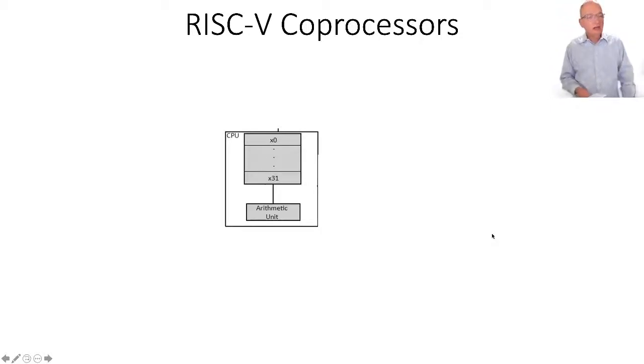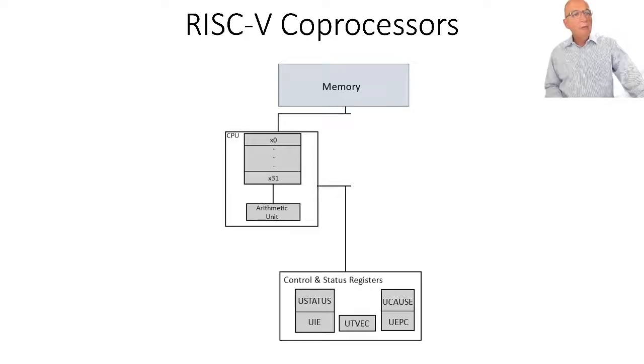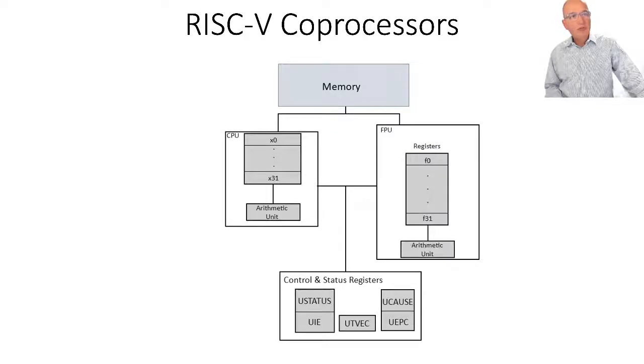So the organization of the RISC-V coprocessors is such that the RISC-V has the CPU that we are very used to, X0 to X31 are the registers. I have the arithmetic unit. I have the memory. And now I have the control and status registers that are in this position, and I have something else. I have the floating point processor, which we're going to study after we study interrupts and exceptions.